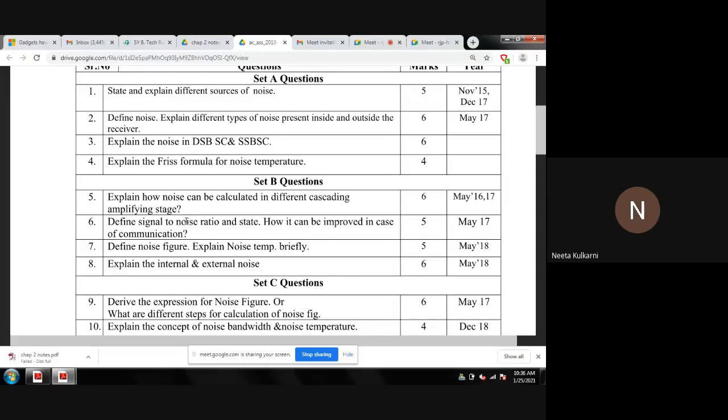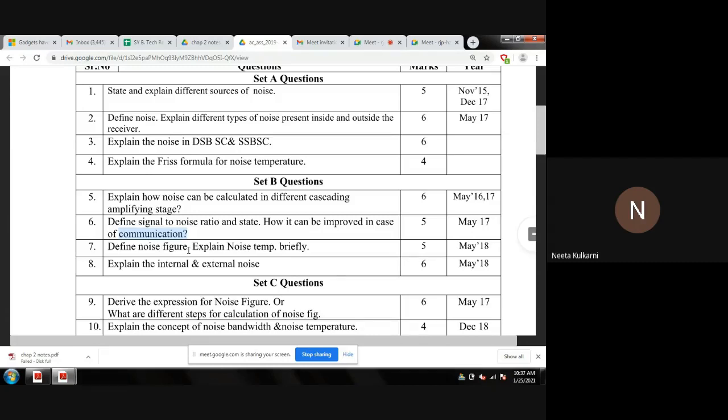The signal to noise ratio is PS by PN, where PS represents the signal power and PN represents the noise power. So the signal to noise ratio defines the performance of the system and is given as SNR is equal to PS divided by PN. Then how can it be improved in case of communication? SNR is equal to PS by PN, so it can be improved either by increasing the value of PS or by reducing the value of PN. Okay, so in this way we can improve the signal to noise ratio value of the system. Is it clear?